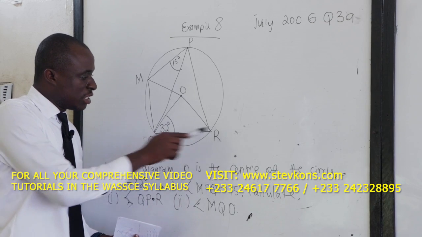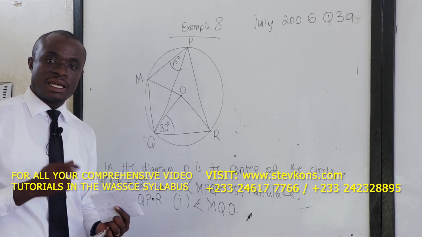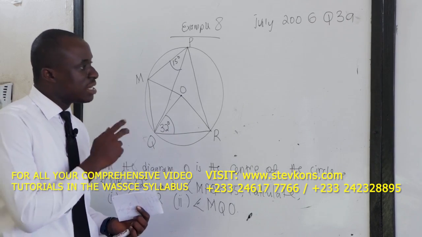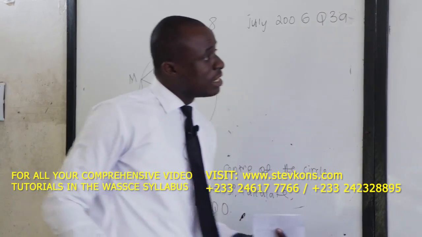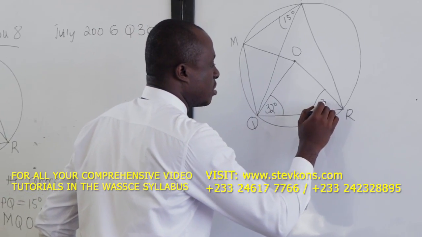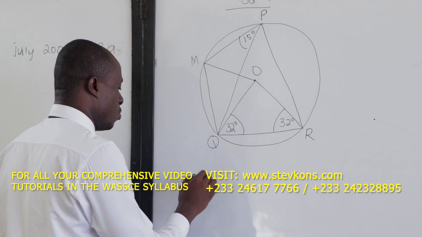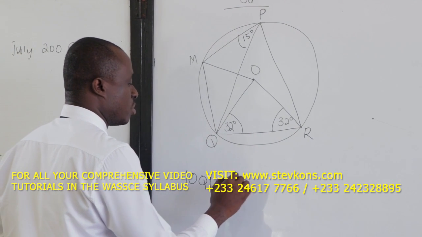We can find the angle over here. And we know that since QR is a chord, the angle the chord makes at the center is twice that which it makes at the circumference. So let's redraw and then let's consider it over here. So we are saying that this side is also 32 degrees. Why are we saying that? Clearly OQ is equal to OR.